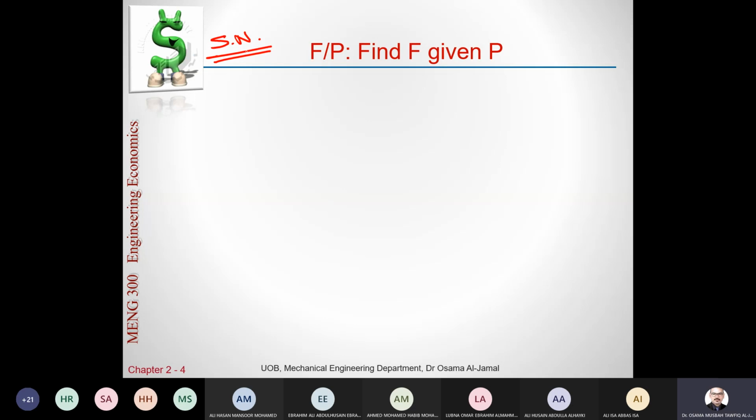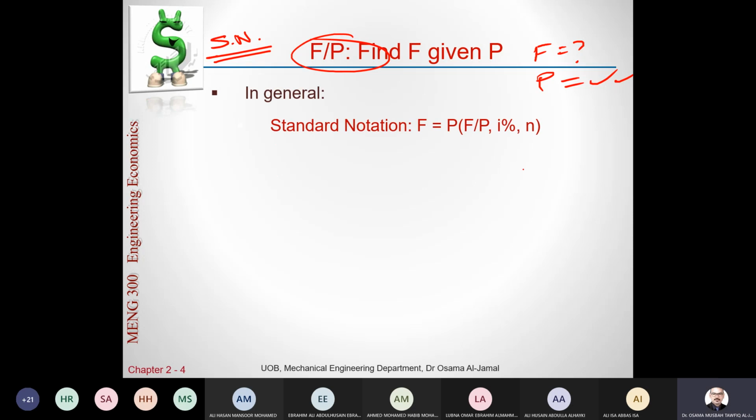What is this standard notation? How to write it? What do we have here? F given P. Which means what? What do we need to calculate? We want to calculate the F. We have the P. It's given to us. So see the standard notation. How to write it?